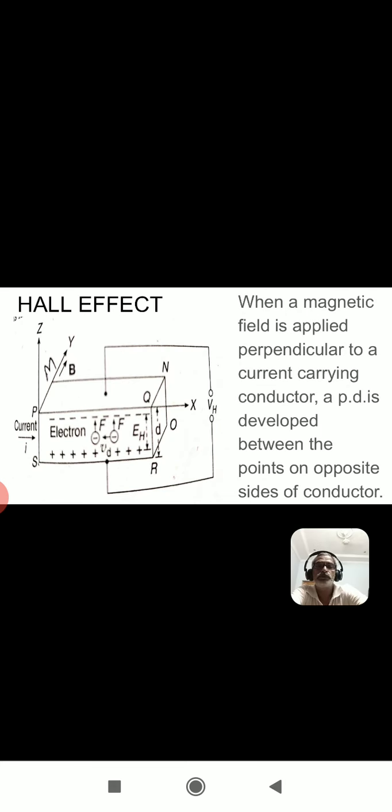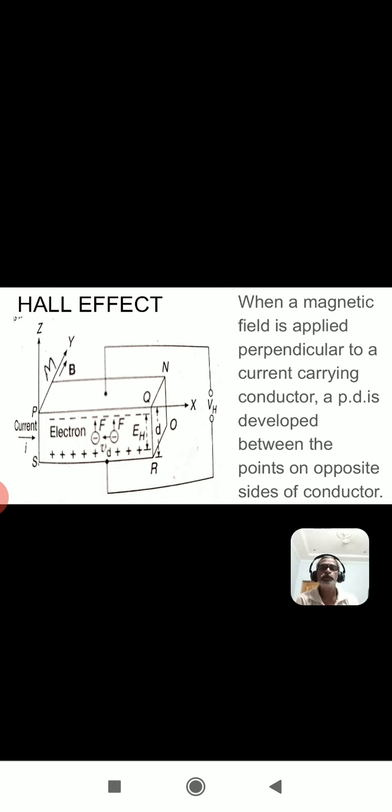Hall effect. When a magnetic field is applied perpendicular to a current carrying conductor, a potential difference is developed between the points on the opposite sides of the conductor. Let us consider a small metallic strip and a current I is passing through it. A magnetic field B is applied along the x-axis.